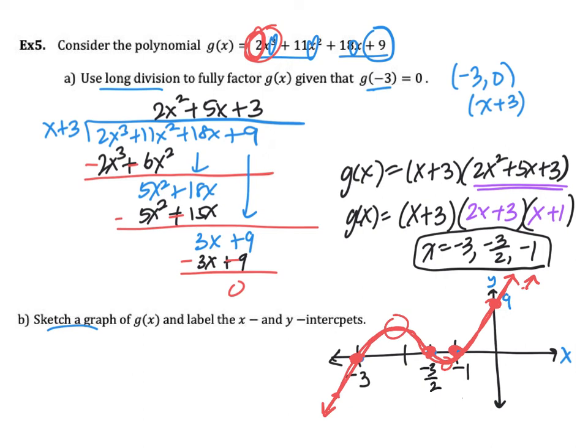But your end behaviors are really important. It needs to end going up because it has a positive leading coefficient. It needs to begin by going up, right? So in other words, as you go to the left, it's going to go down. So that's it for example 5.